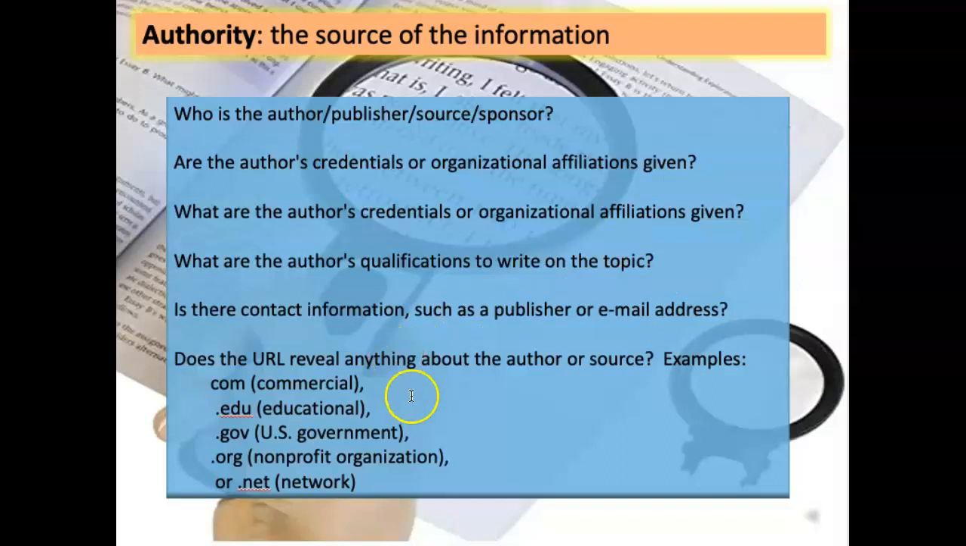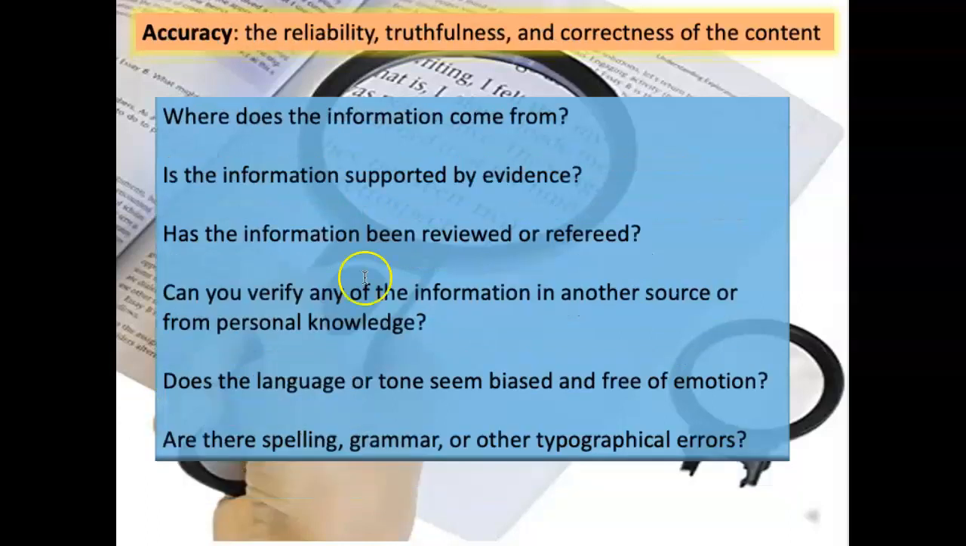Okay. And you can also investigate the URL as I showed you in the Google Scholar screencast. Com stands for commercial, so there'd be a vested interest there. EDU and AU are educational. GOV is governmental. Org is a non-profit organization, and net is a network. So it really is worthwhile investigating the URL.